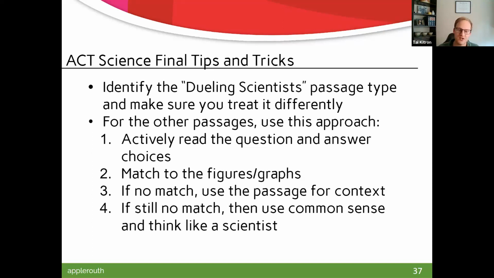And again, the other passages, actively read the question and the choices. So always use those answer choices. Then match that back to the graphs. And if you don't have a match, use the passage. And then and only then, if there's still no match, use common sense, think like a scientist. But even then, don't work too hard. We're not rocket scientists, we're fifth grade scientists.